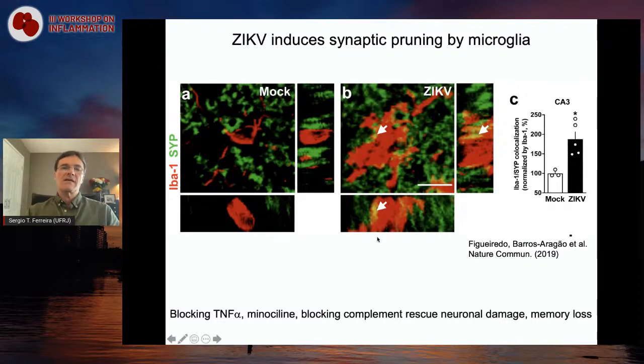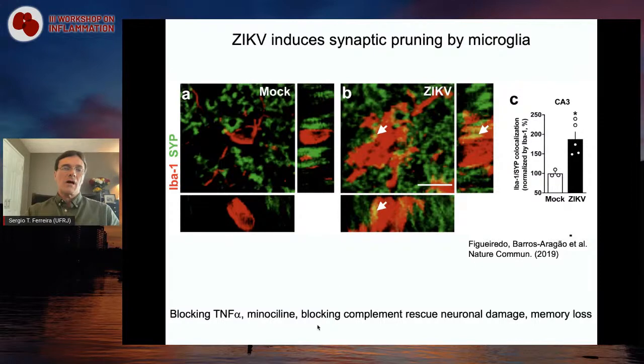So suggesting that a similar process to what goes on chronically in Alzheimer's disease brains occurs very acutely in the brains of mice infected with Zika virus. A very strong parallel between the two disorders, except that one, of course, is chronic, takes decades to develop in the case of Alzheimer's, and the other one is very acute, as in the case of Zika virus infection.